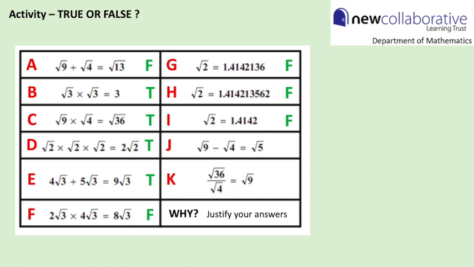Moving on to statement J, the square root of 9 subtract the square root of 4. If we work that out, that's the same as 3 subtract 2, which is 1, and that's clearly not equal to the square root of 5. And so we cannot subtract surds in this way. That statement is false. And the final statement, statement K, the square root of 36 divided by the square root of 4 is the same as having the square root of 36 divided by 4. In other words, the square root of 9. So that statement is true.